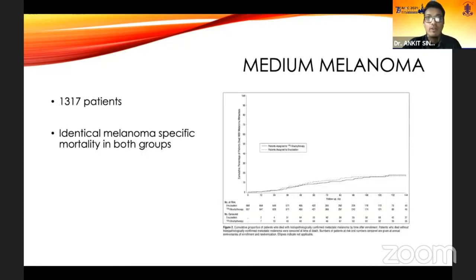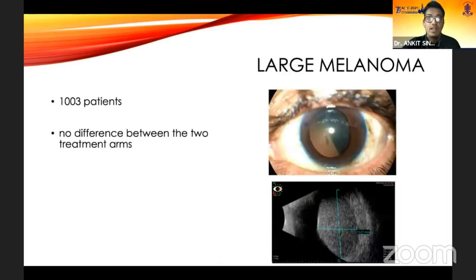In the medium-sized melanoma group, where there were around 1,300 patients, they found that neither treatment offered a survival advantage over the other. In other words, whether you enucleate or use radiation, the patient had similar chances of getting metastasis. The larger size group also found no survival difference between two arms. To conclude, small melanomas have a small risk of metastasis in 5 years if untreated, that was around 1%. Radiation is equivalent to enucleation in terms of metastatic risk, and enucleation did not worsen the risk of metastasis.